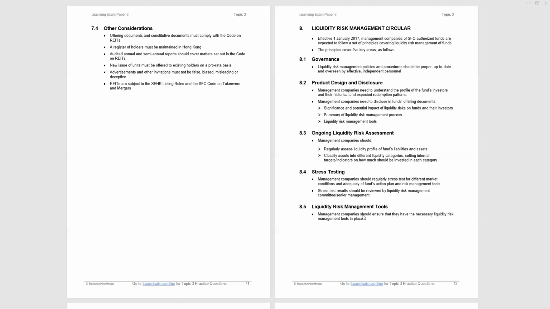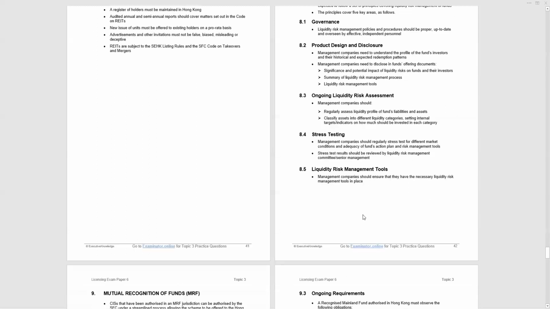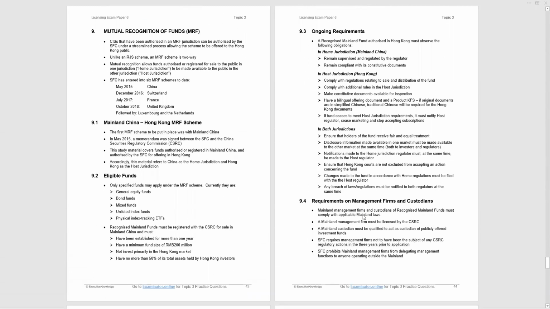Okay, it's a one-off, be aware of it. I would say the open-ended fund companies, REITs, liquidity risk management, all of them worthy of a question each. Then we come to mutual recognition of funds under Section 9. Now, this is where Hong Kong recognizes investment funds in other jurisdictions, and in turn, it's reciprocal that overseas jurisdictions recognize Hong Kong funds. And it is a two-way recognition.